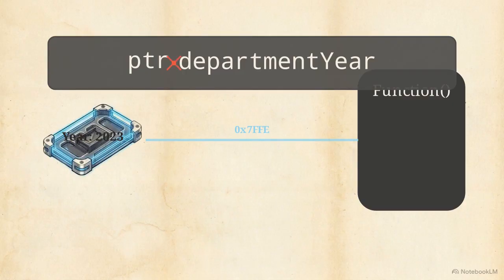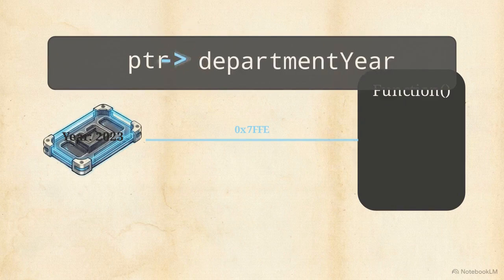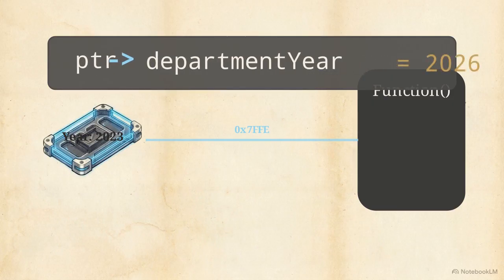When accessing a struct member through a pointer, the dot is strictly replaced by the arrow operator, a dash followed by a greater than sign. If we write a function to update an employee's department year, we pass the pointer in, and inside the function, we write ptr arrow model year equals year. We reach through the memory address and update the value at its source.